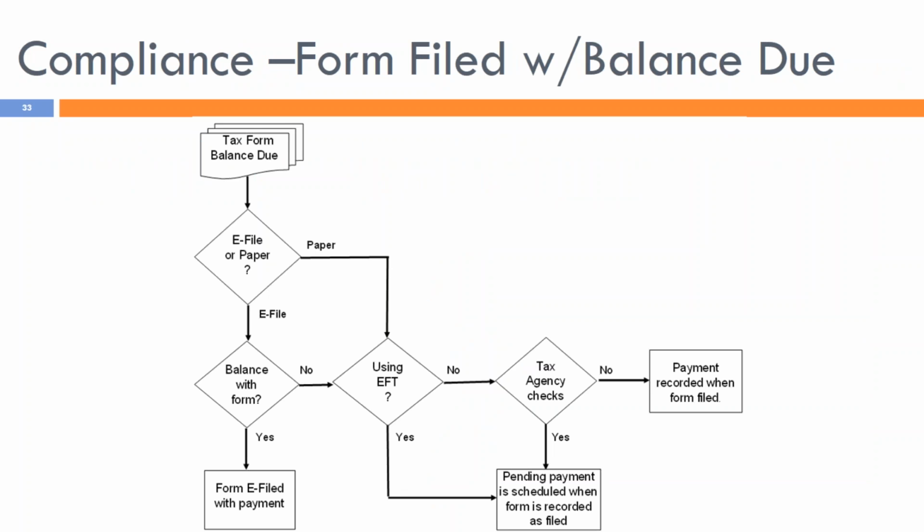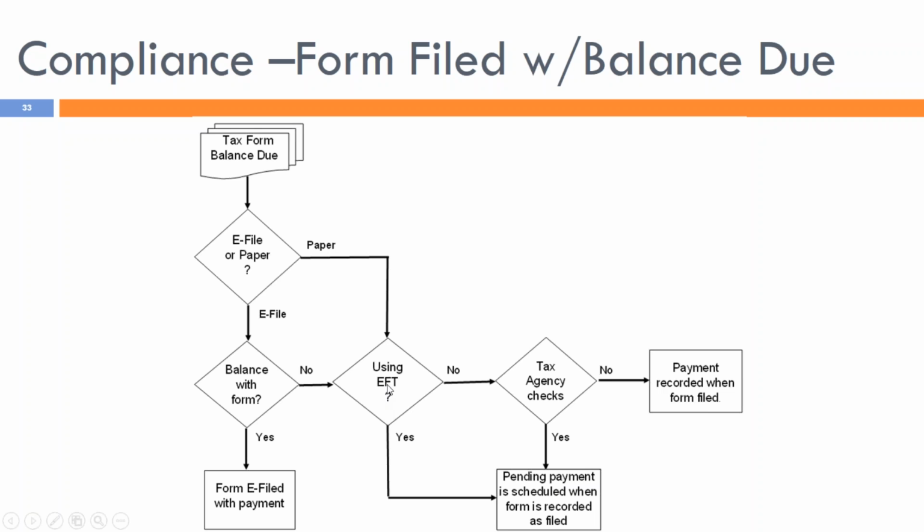Let's go through this flow chart quickly to cover two scenarios of forms filed with a balance due. First, we'll do the manual process where no electronic services are there. So if you go tax form balance due, paper, then the system says, okay, it's paper filed. Are you using EFT? If you are not using EFT, are you using tax agency checks? If yes, it schedules a pending payment so that you can print the check and the coupon.